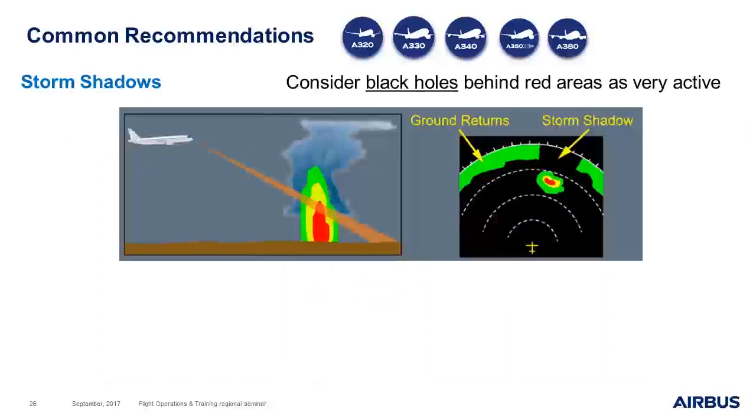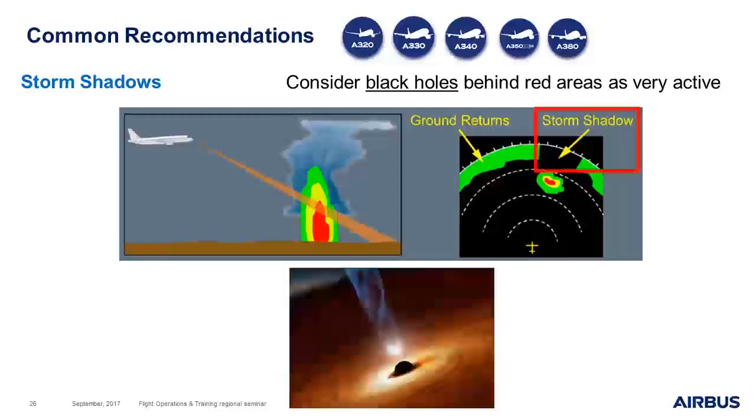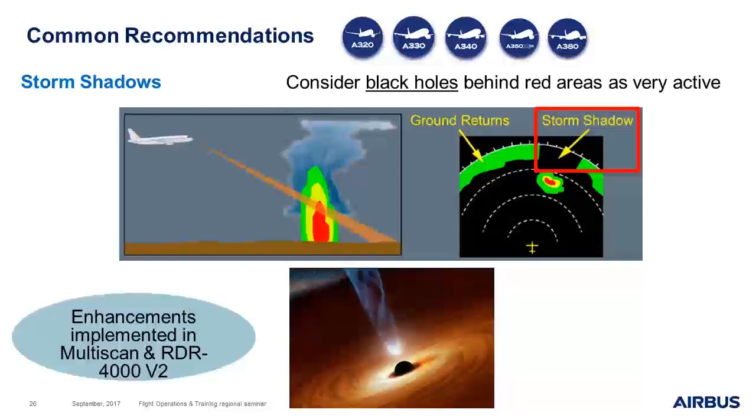We also remind you that black holes located behind red areas are often very active. They are what we call storm shadows. So, these black holes should be totally avoided, even if displayed in black on the ND. Note that there are some enhancements that were implemented recently in Multiscan and RDR 4000 V2 radars.